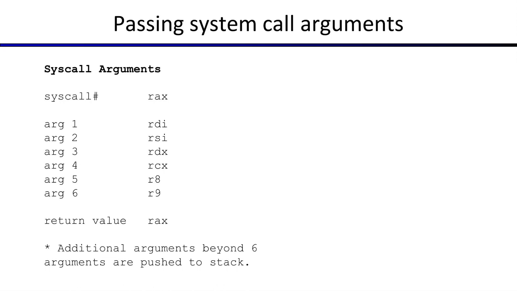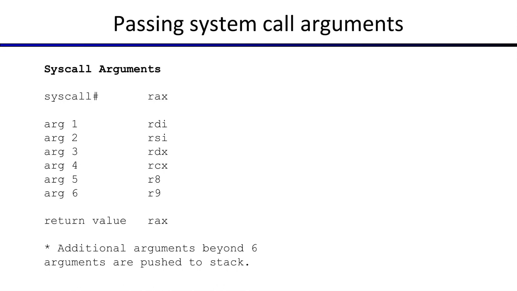Because the system call is called in a unique way using the syscall instruction, the RAX register carries the system call number. The rest of the arguments, 1 through 6, use the same standard registers. And after 6, you would pass them additionally through the stack. The return value will again be passed through RAX as a standard.